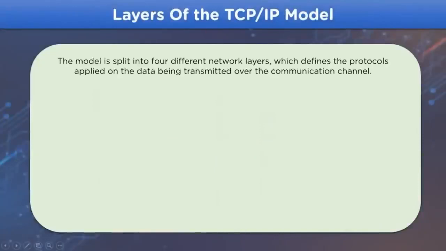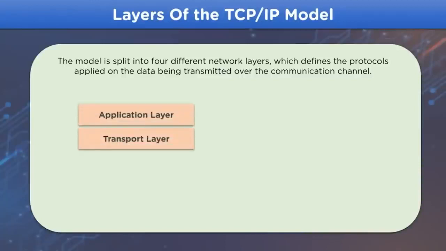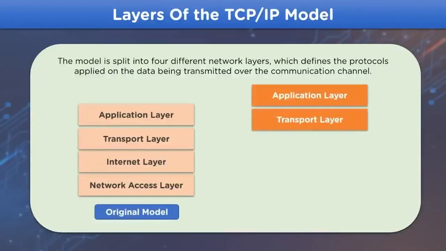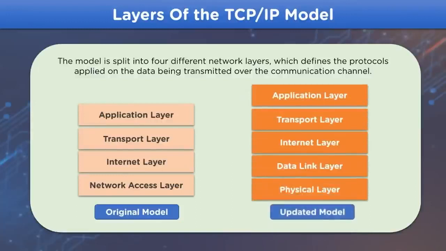The TCP/IP network model consists of different layers, where the original model consists of four different layers, which are application layer, transport layer, internet layer, and network access layer. Then we have the updated model, which consists of five layers: application layer, transport layer, internet layer, data link layer, and physical layer. Let's take a look at the layers in detail.